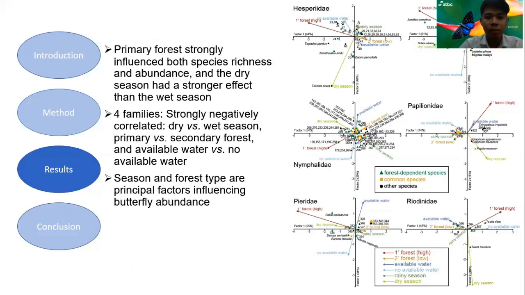Now, in correspondence analysis, we found that primary forests influence both species range and abundance, and the dry season has stronger effects than the wet season. We looked at the family sampling. There is a strong negative relationship with the factors of season, forest type, and available upstream water, where those butterflies are looking for water resources, and season and forest type are the 2 principal factors.